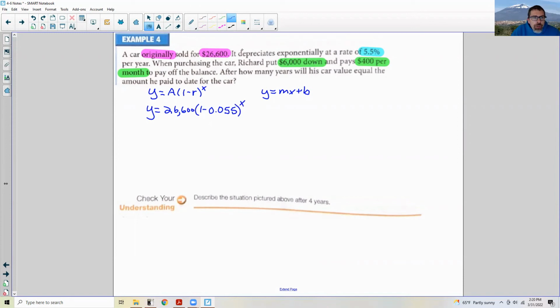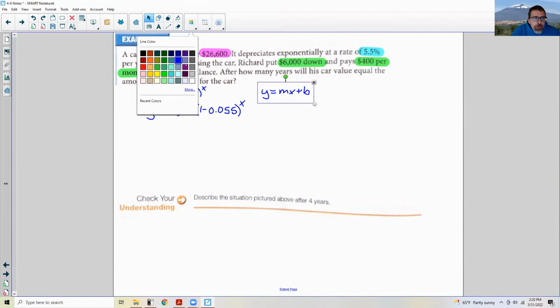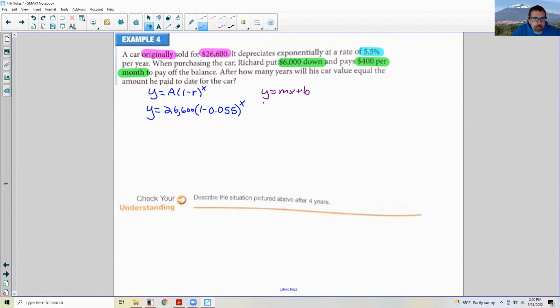And then I'm going to change this color to, I don't know, purple. All right, so then I'm going to continue with this. Well, then we have y equals, the slope, the rate of change is $400 per month. So he's paying $400 per month, plus he paid $6,000 down payment. That's our y-intercept. So it says after how many years will his car value equal the amount he paid to date for the car?